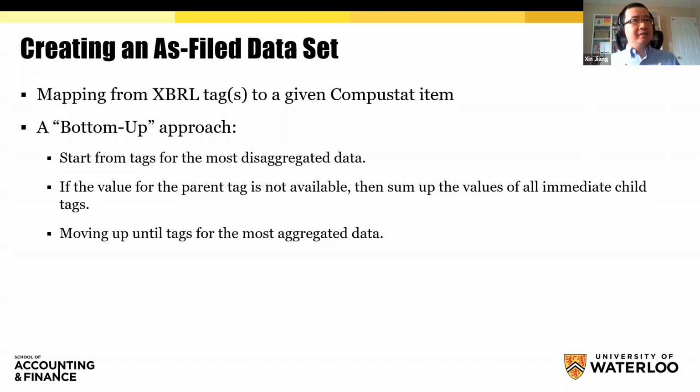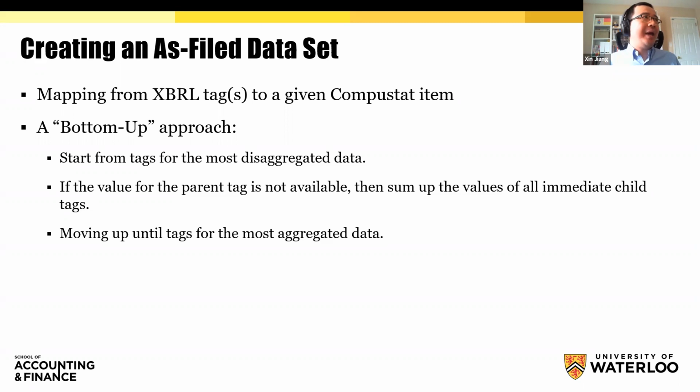The tricky part is that because XBRL provides more disaggregated data, there are hundreds, if not thousands, of tags out there, and the choice of tags is really up to the filers. The filer can choose to use a certain set of tags, but not use another set of tags. The choice of tags also differs among the filers. But if we want to do the mapping between Compustat and the XBRL data, we need to have a non-missing value for almost all of the tags.